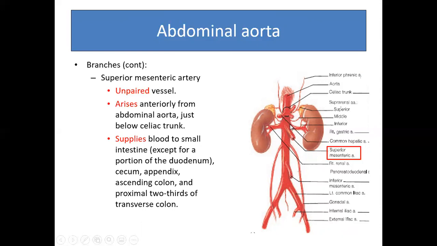This superior mesenteric artery supplies blood to the small intestine, except for a portion of the duodenum, and except the cecum, the appendix, the ascending colon, and the proximal two-thirds of the transverse colon. So this is the exception. It supplies blood to the small intestine, except this part.